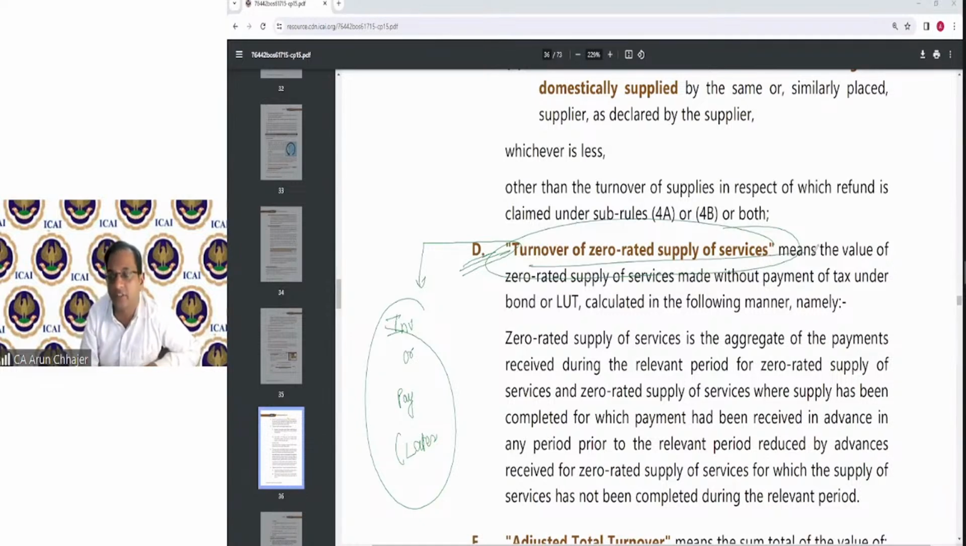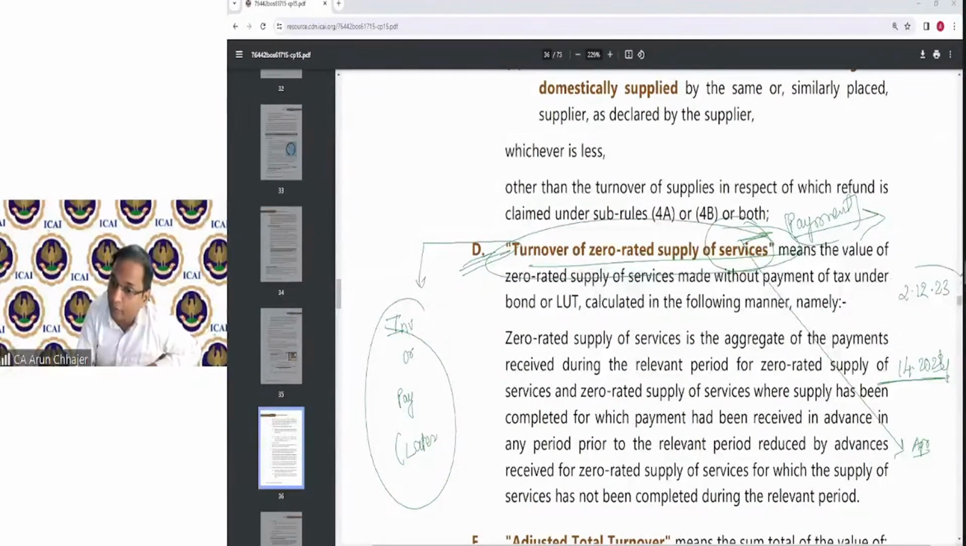What is the meaning of turnover of the zero rated supply? It means I have issued the invoice, but payment is coming in the next 3 months. In other words, I can say now it is on payment basis. If I have issued the invoice, let's say on 2nd December 2023, but the amount is realized on 1st April 2024, in that case this export of service will be counted in the month of April, not in the month of December.